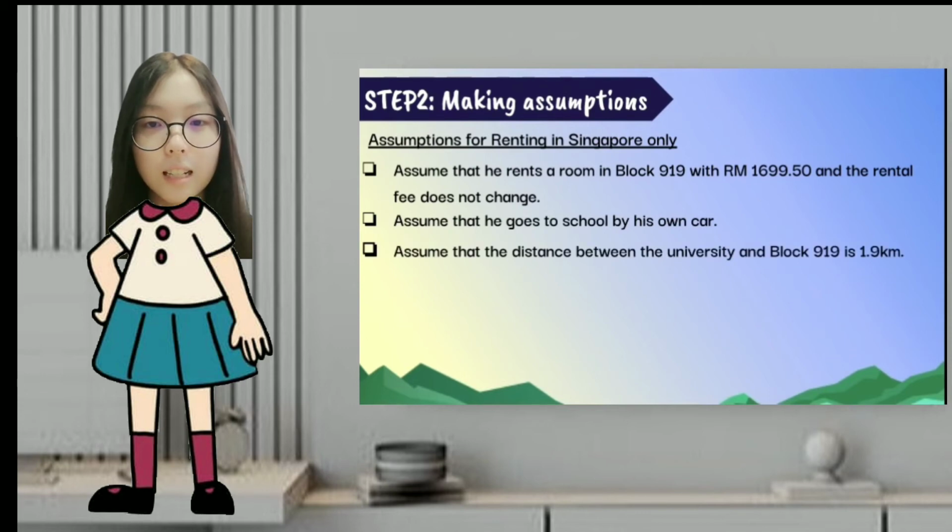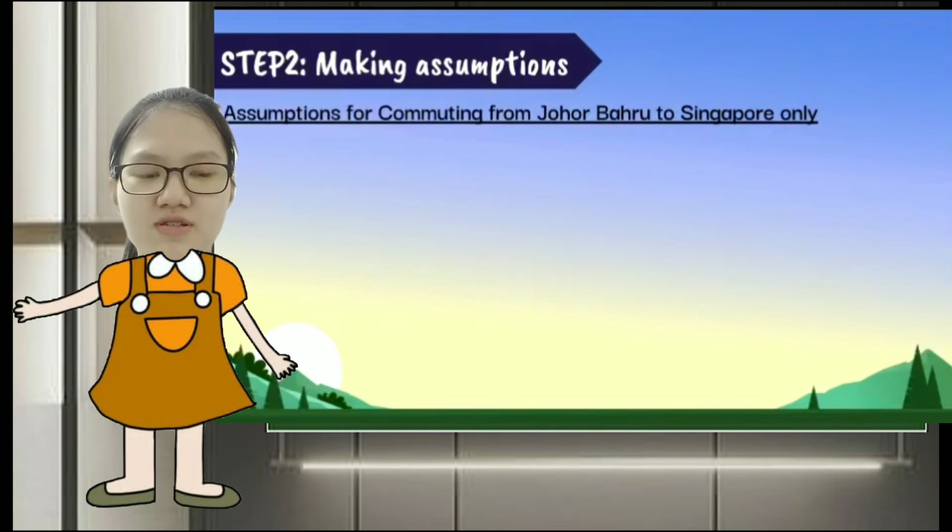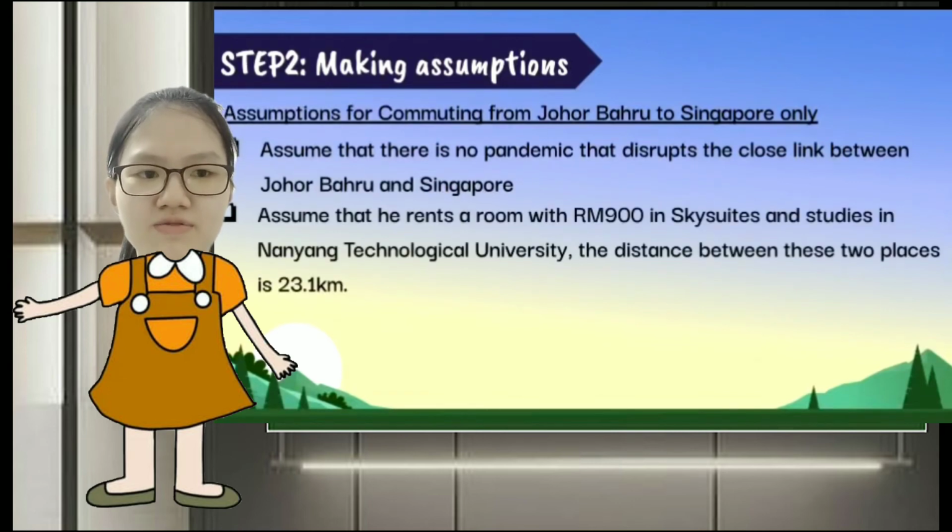We also assume that the distance between the university and block number 9 is 1.9 km and the currency exchange rate of Singapore dollar to Malaysian ringgit is 3.09 to 1. Next, let's look into the assumptions for commuting from Johor Bahru to Singapore only. We assume that there is no pandemic that disrupts the close link between Johor Bahru and Singapore. He rents a room with 900 ringgit in Sky Suites and studies in Nanyang Technological University.